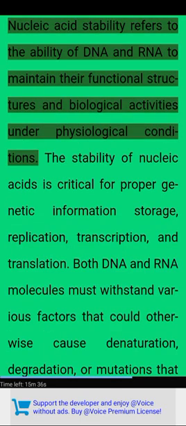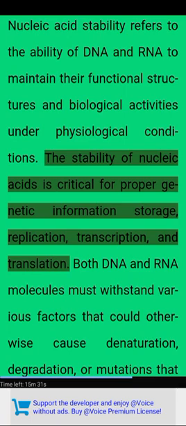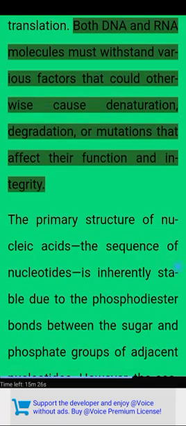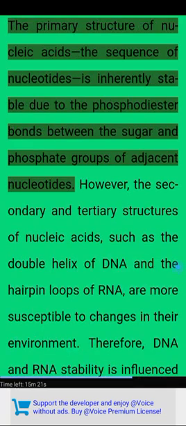Nucleic acid stability refers to the ability of DNA and RNA to maintain their functional structures and biological activities under physiological conditions. The stability of nucleic acids is critical for proper genetic information storage, replication, transcription, and translation. Both DNA and RNA molecules must withstand various factors that could otherwise cause denaturation, degradation, or mutations that affect their function and integrity. The primary structure of nucleic acids, the sequence of nucleotides, is inherently stable due to the phosphodiester bonds between the sugar and phosphate groups of adjacent nucleotides.